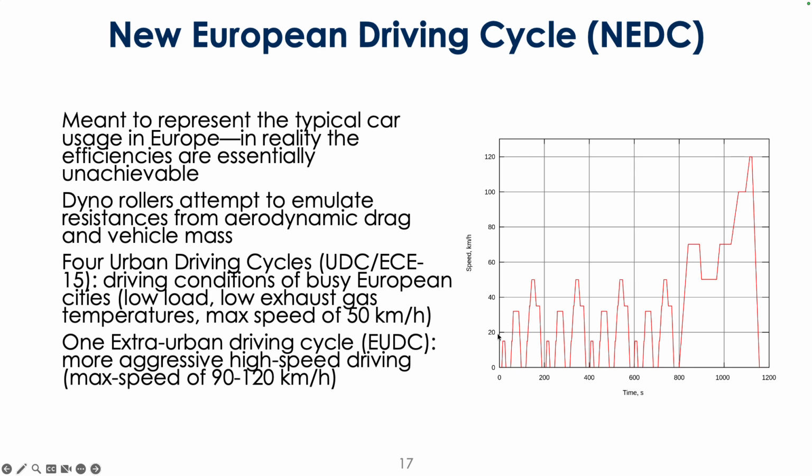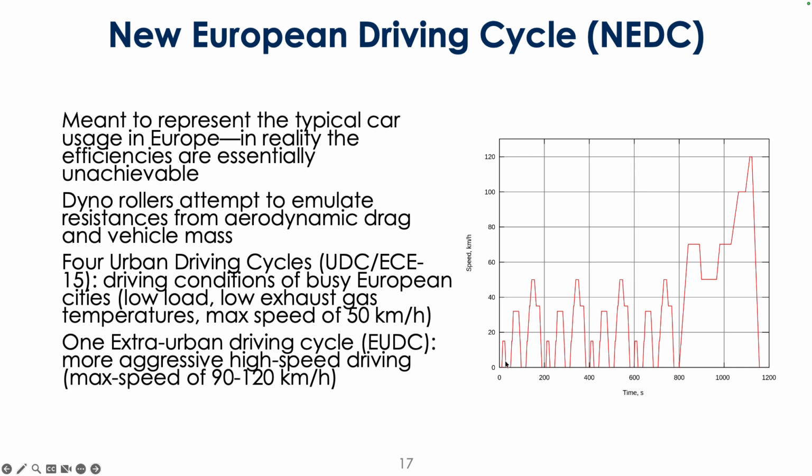We can see that the speeds being reached here are like 20 to 40 kilometers an hour, which would be indicative of something like city driving as opposed to highway driving, right? As opposed to in the latter half of the speed trace, where you have higher speed driving, and that would be more indicative of driving on a freeway, for example. These particular speed traces were designed to emulate the conditions of driving around in a European city.